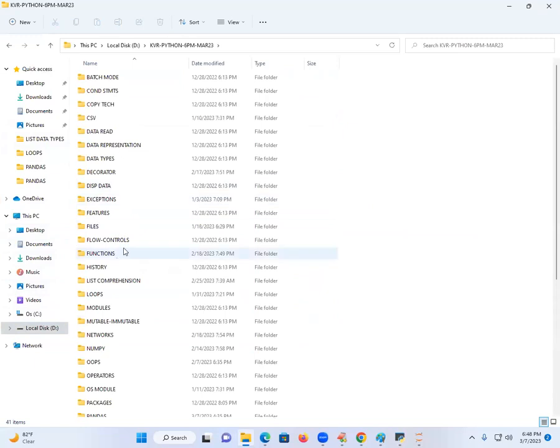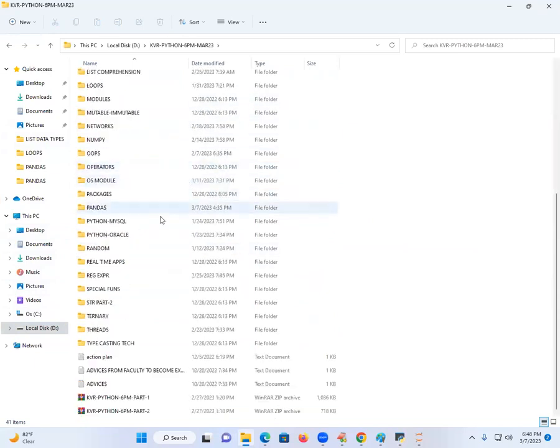This is a batch which recently completed. These many topics are folders, and inside each folder there are a lot of topics. Pandas, your data science related pandas. Your data science related NumPy. So many topics I'm explaining.